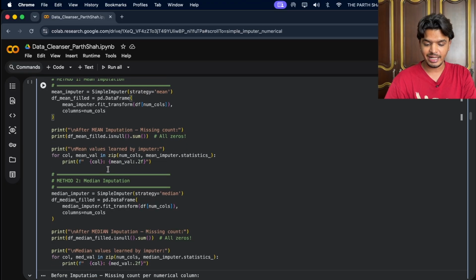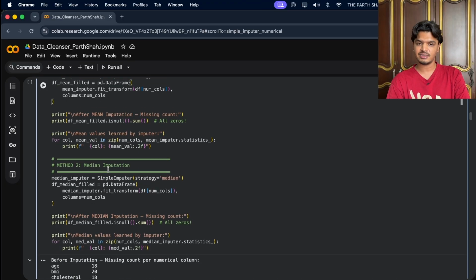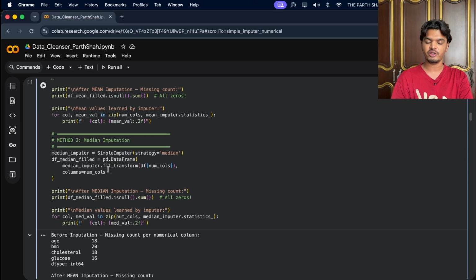Then I did the same with strategy equals median. Why median? Because BMI, cholesterol and glucose have extreme outliers, values like 55 or 430. The mean gets pulled by these extremes, but the median stays in the center of the distribution. So for skewed data, median imputation is more accurate.